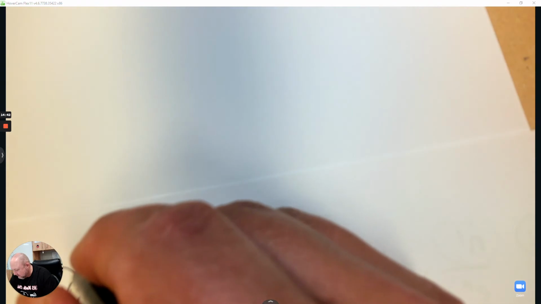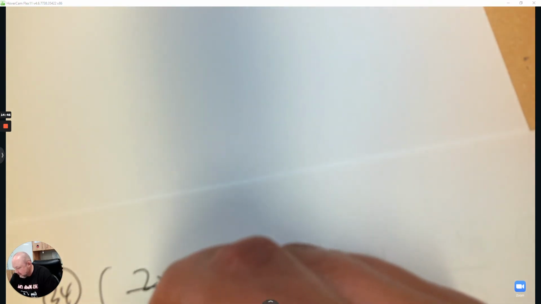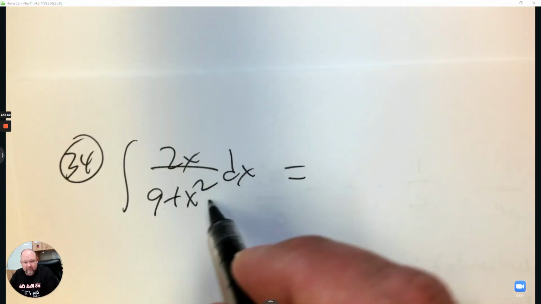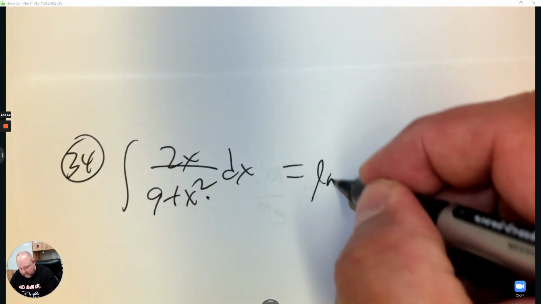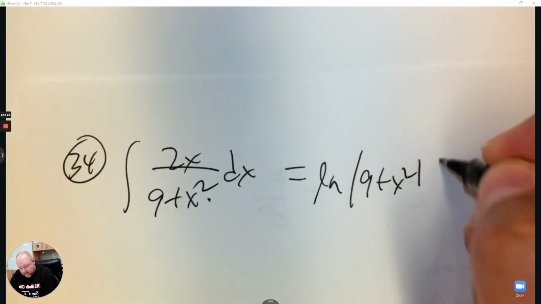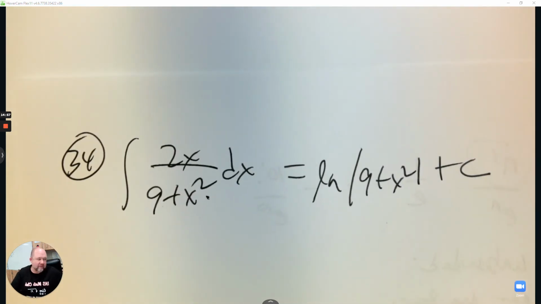All right, number 34. Integrate this. First step, take the derivative first. So the derivative of this is 2x. It's perfect. It's a logarithm. Done. Just takes practice.